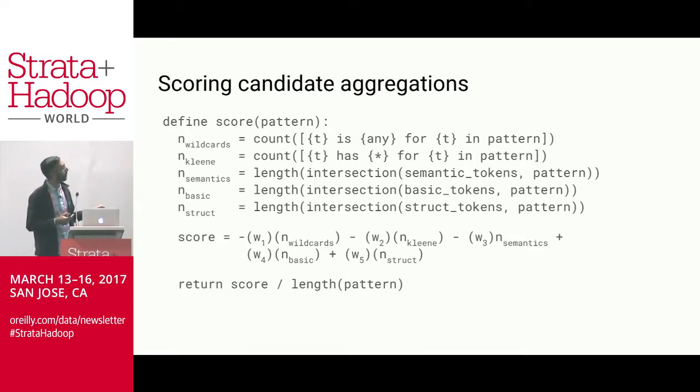Conversely, we'll want to reward basic tokens because we want to maintain this rich pattern tree. And then we'll definitely want to reward the presence of struct tokens because this means that our pattern tree has good shared structure.